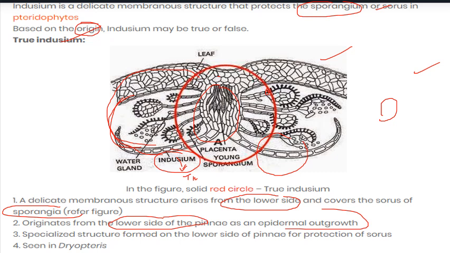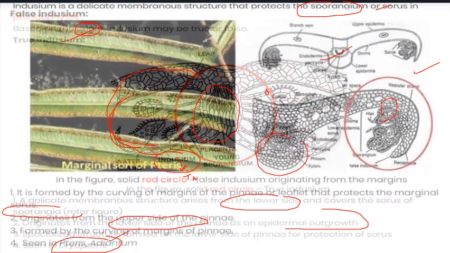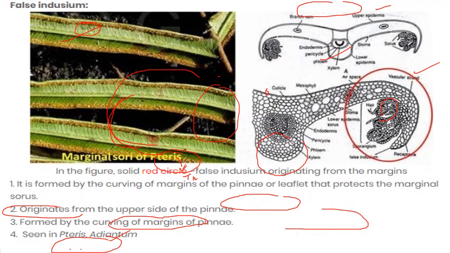It originates from the lower side of the pinnae as an epidermal outgrowth, a specialized structure formed on the lower side of pinnae for the protection of sori. It is seen in case of Dryopteris. So Dryopteris में ये जो true indusium है present होता है.